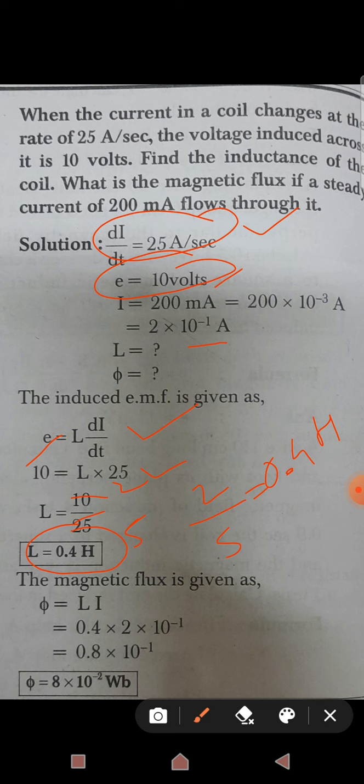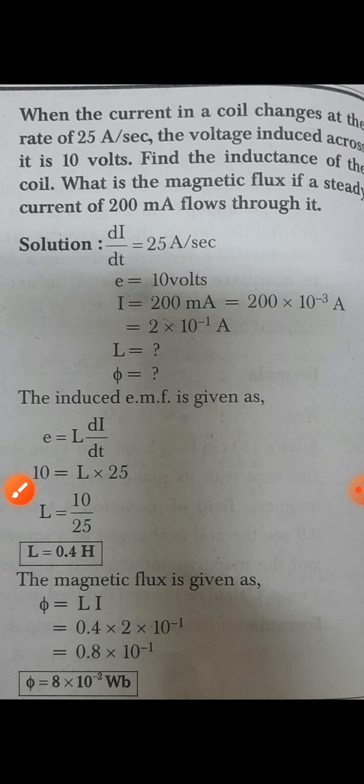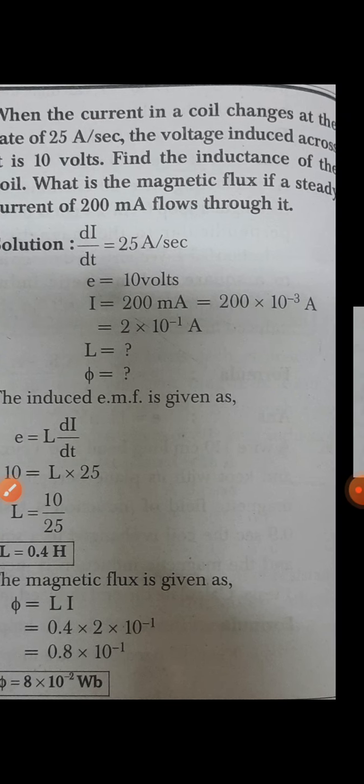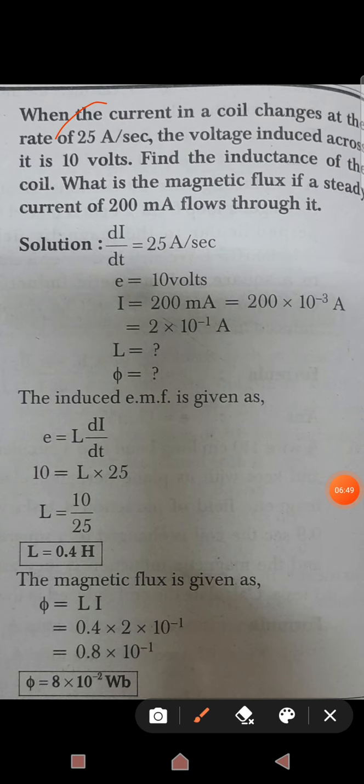Now the second thing which we have to calculate is the magnetic flux. So what is the formula for the flux here? Flux phi is equal to L into I. Friends, remember, lots of students will use the same value of the electric current. There is a possibility that they may use the value of 25, but remember, here the second current is given and that is 200 milliampere. So for the second value we should use the 200. 200 milliampere we have already converted, and we have got 2 into 10 power minus 1.